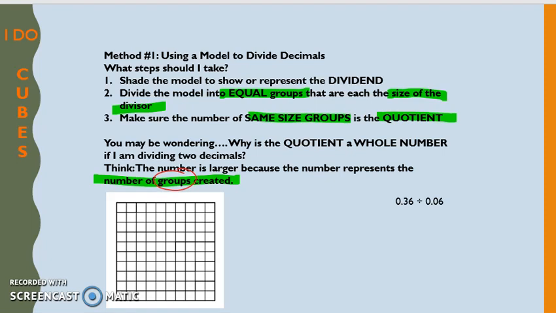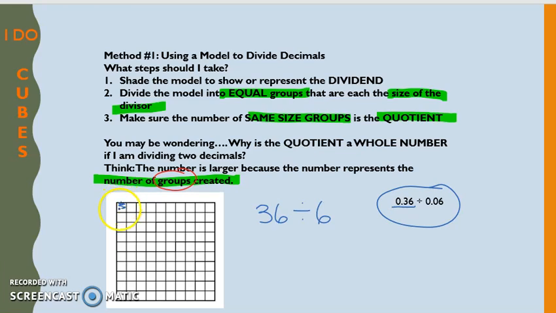So if we have 0.36 or 36 hundredths divided by 0.06 or 6 hundredths, what we're going to do is look at this as 36 divided by 6. Okay, so what we're first going to do is shade our model to represent 36 hundredths.